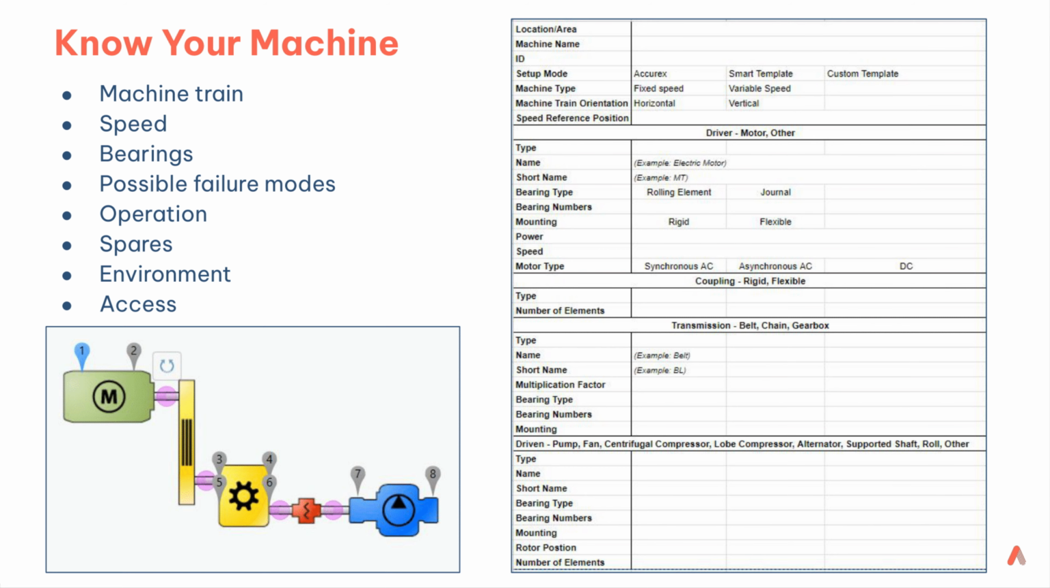To determine criticality, we need to know our machine. So we need to go through our equipment list and document speeds, bearing information, possible failure modes, how it operates, how many spares we have in line or in the warehouse, what the environmental risk is, what the location of this machine is, and how easy it is to access. We need to fill out some information on every piece of equipment in our plant.